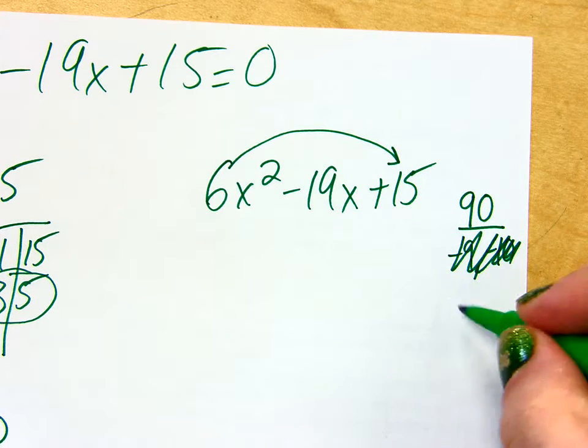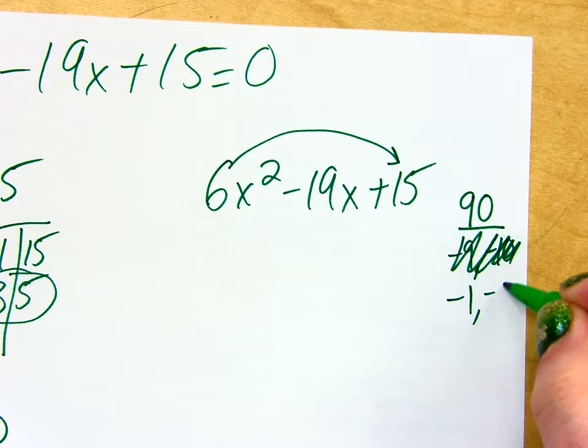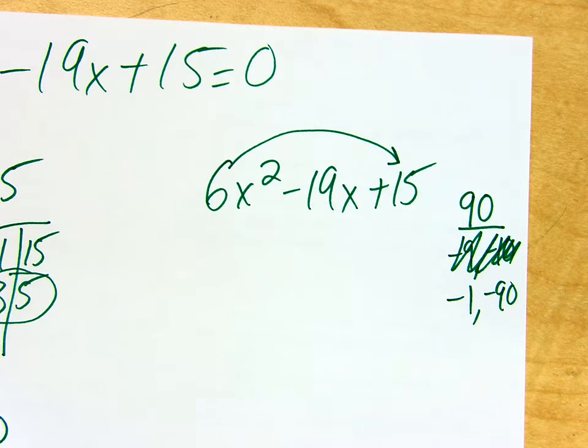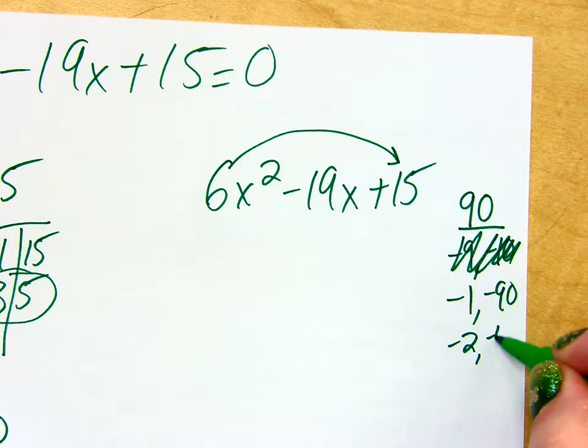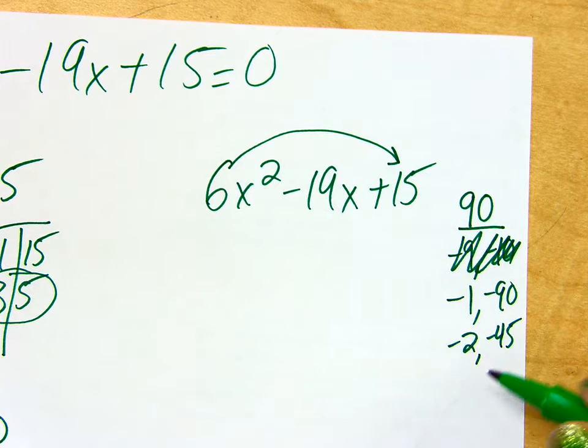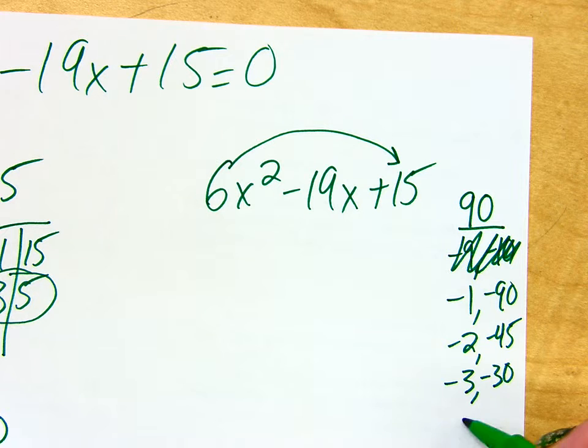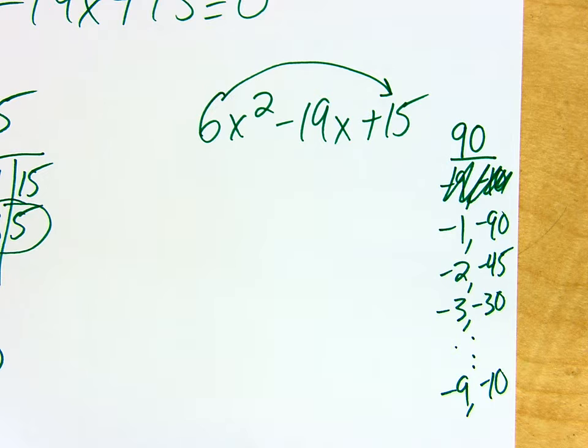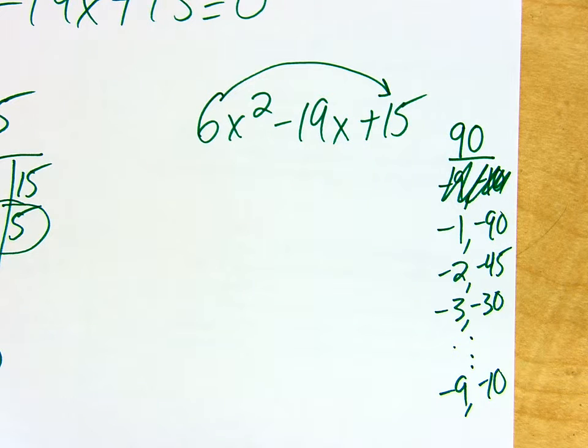So maybe at first you're like, oh, I don't know what they are. Negative 1 and negative 90? Nope, those add to be negative 91, so that's not right. How about negative 2 and negative 45? Nope, that adds to be negative 47. So you keep going until you find the right pair, okay? So I just happen to have negative 9 and negative 10 jump out. They add up to be the negative 19, okay? So I go through my factors until I find the right factor pair.